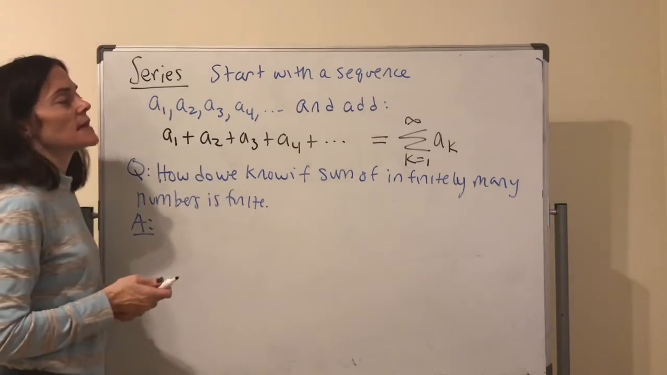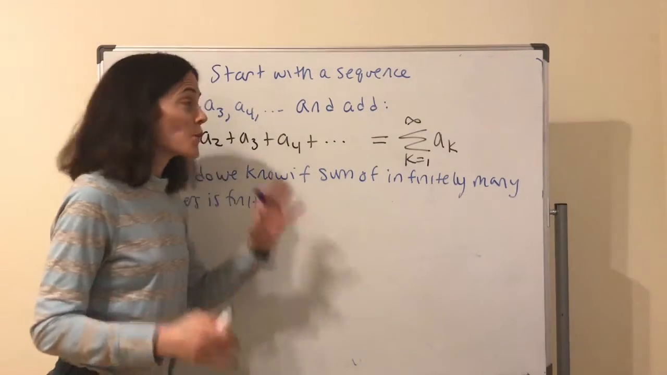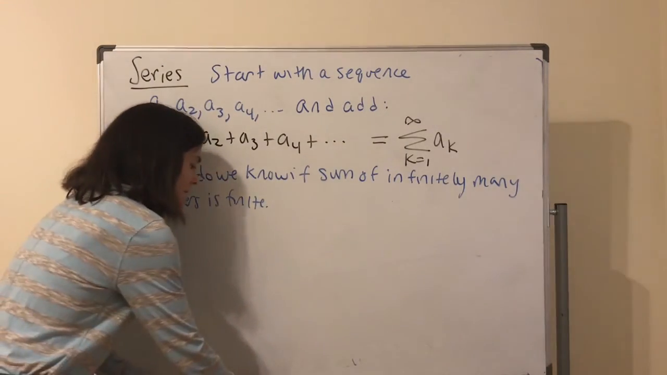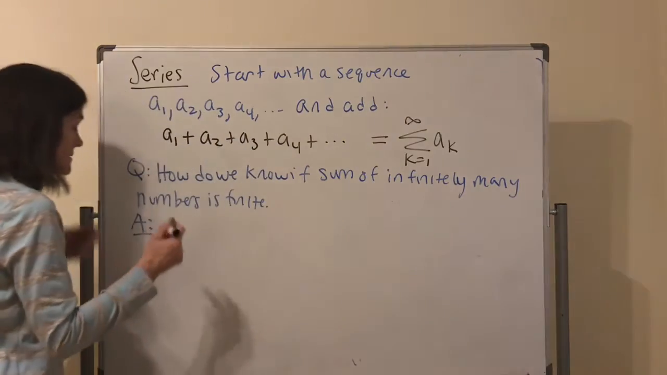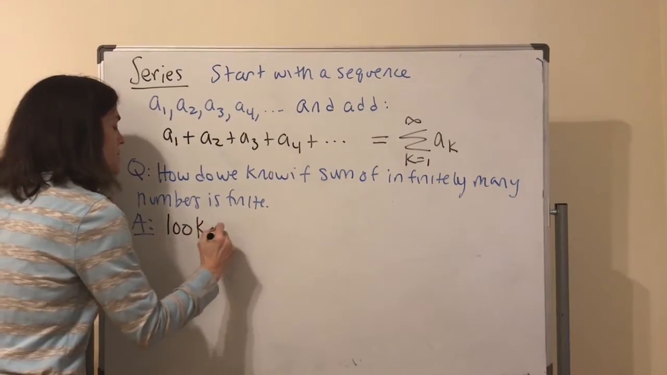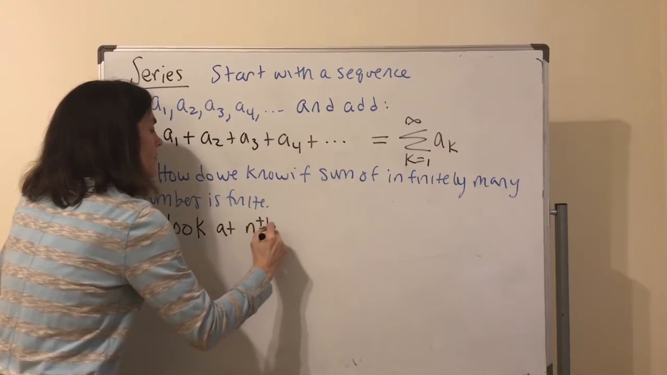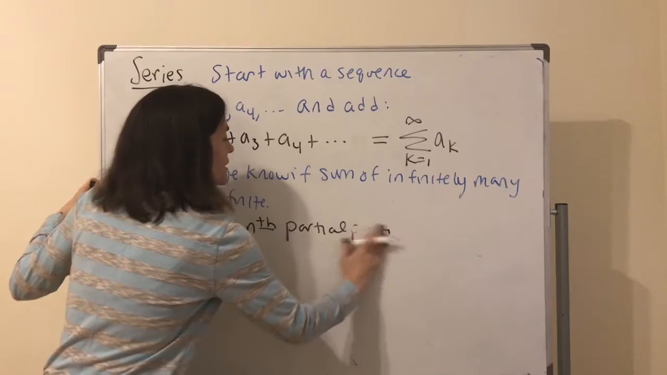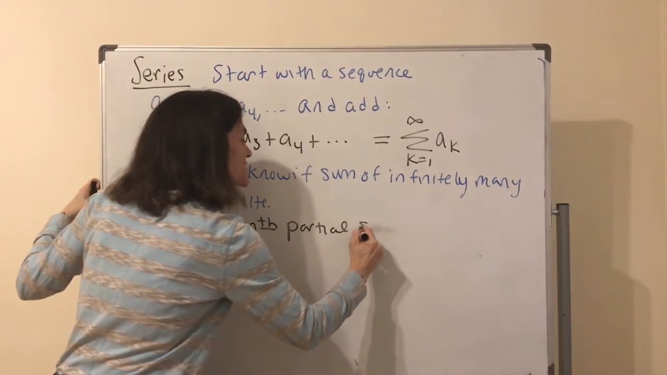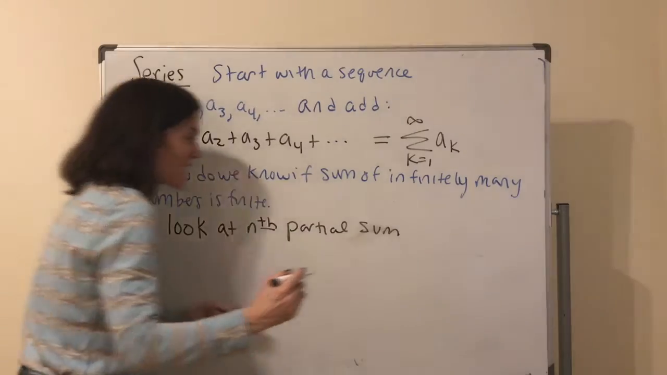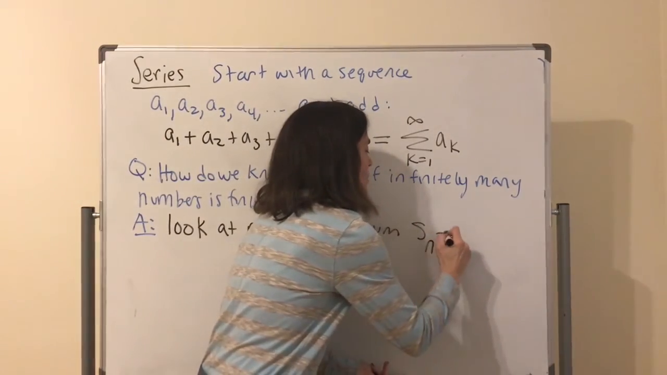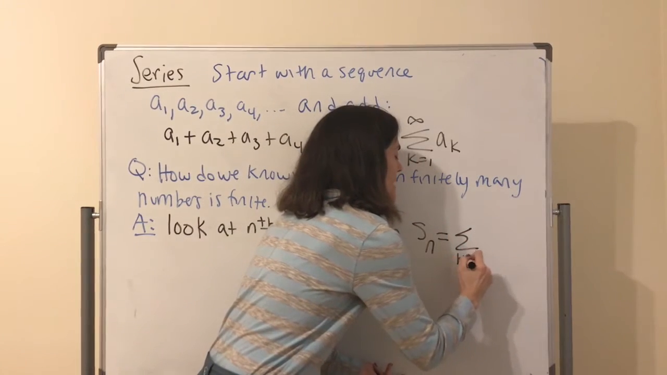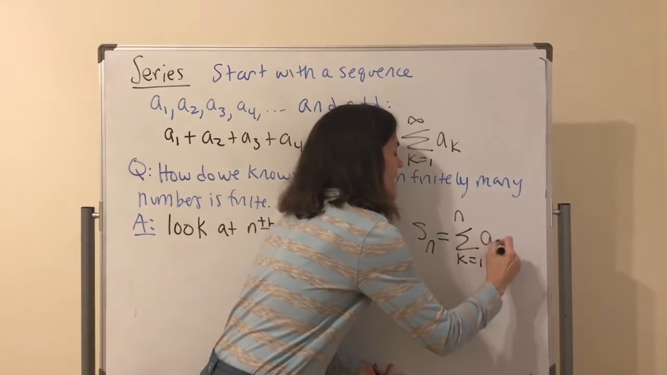The only real difference here is these are not power series. So we don't have a variable x in here. These are series of numbers. But the answer, what we do in a situation like this, is we look at partial sums. We look at the nth partial sum. And what is that in this case? Sn, we add up to n. This would be a sum, k equals 1 to n of ak.